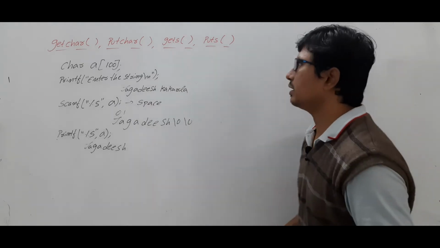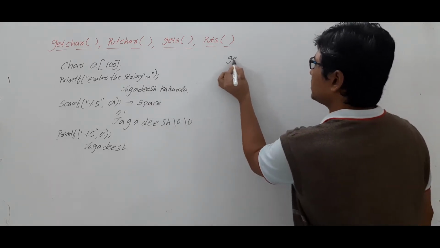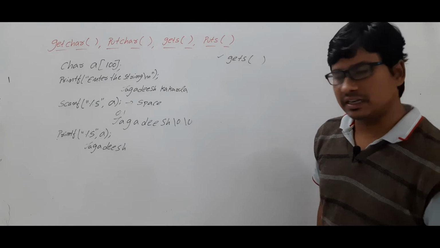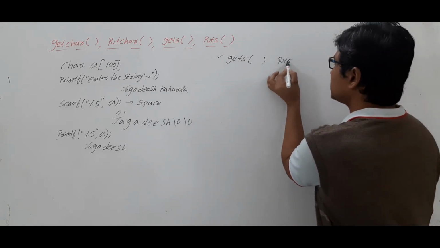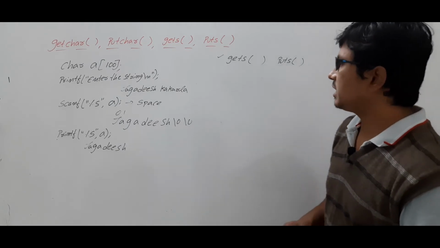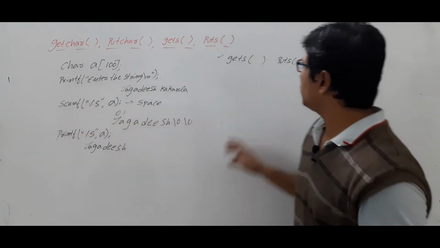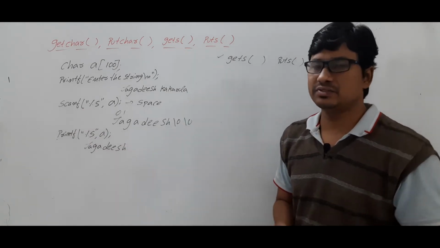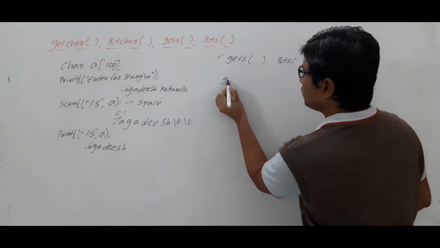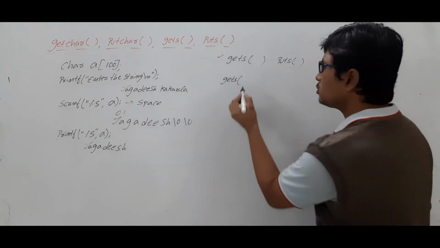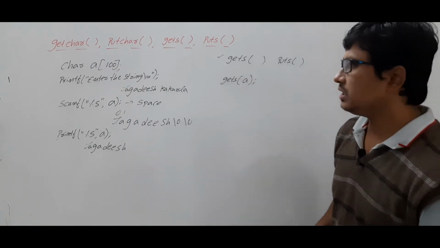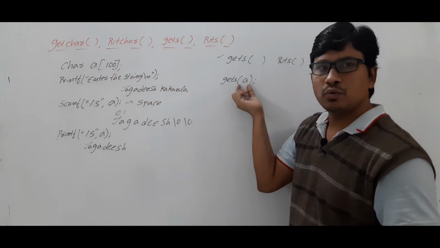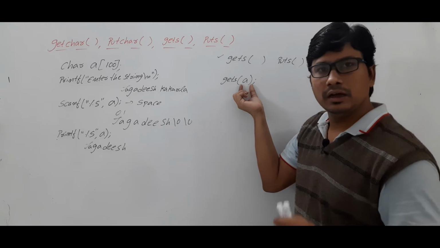To avoid that, the developers designed a function called gets. The gets function is used to read a string. Similarly, we have a puts function to display a string. So the gets function is similar to scanf and the puts function is similar to printf. Now what is the syntax of the gets function? You have to mention the gets function and specify the name of the array. Here the name of the array is A, so we give it as one of the parameters: gets(array name).